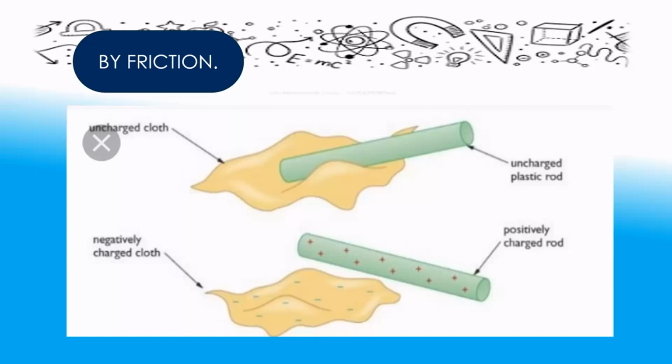But how do we produce charges? We use three methods to do so. The first method is by friction. In this method, two uncharged bodies need to rub against each other. One of the bodies becomes negative while the other one becomes positive.